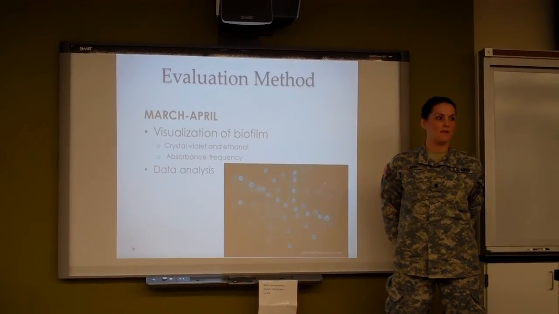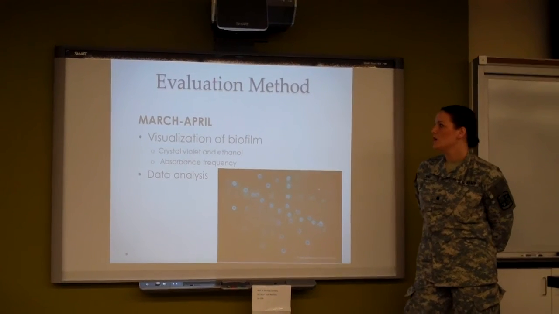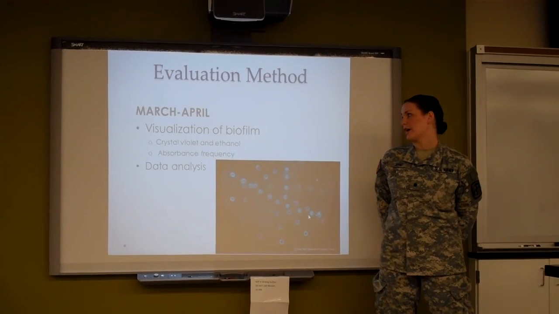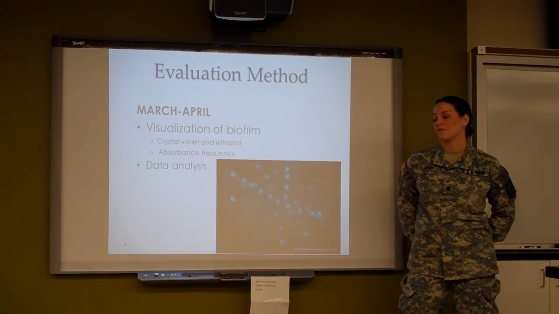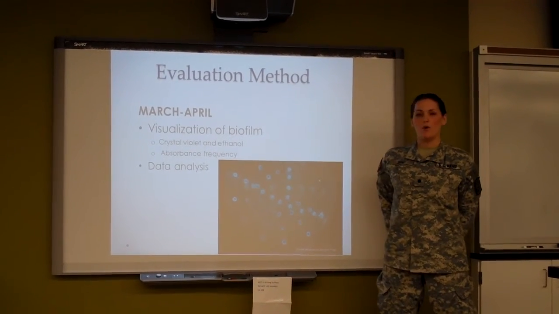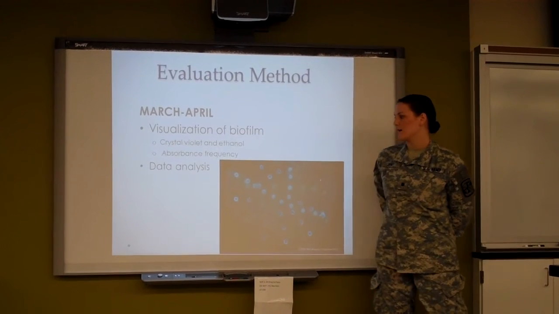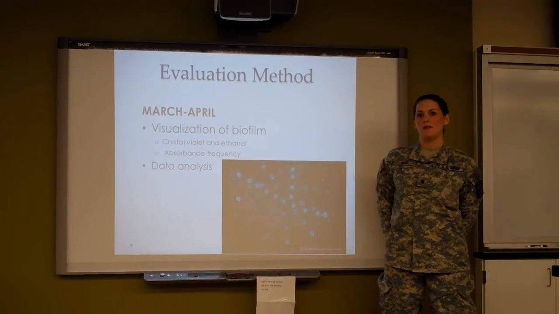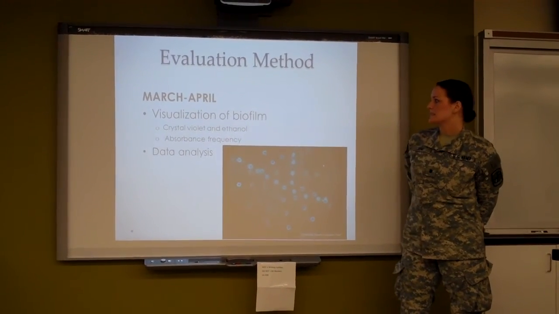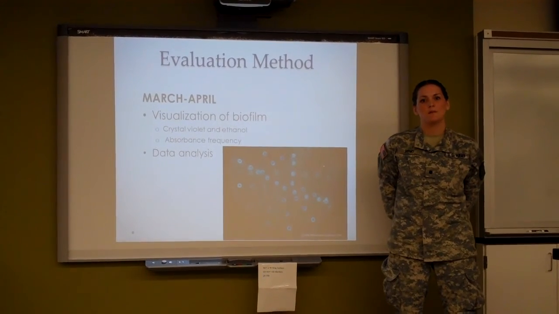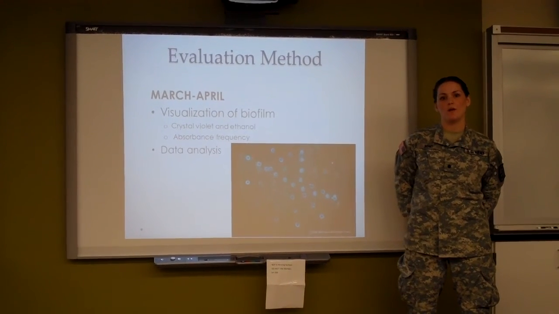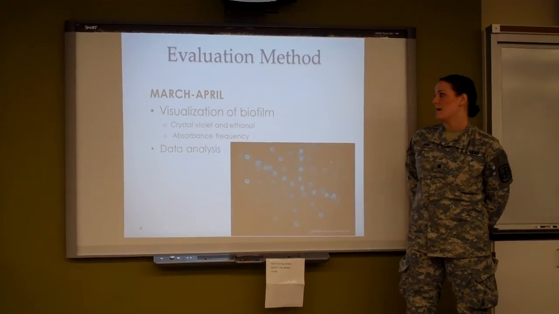Next slide, please. In March and April, I will visualize the biofilm using crystal violet and ethanol. The ethanol will then stop cellular division from occurring. The crystal violet will identify and amplify the visualization of the biofilm. So in areas where plaques are visualized, one can determine that bacterial growth has been altered. Absorbent frequencies. By taking the absorbance of the biofilm prior to the addition of essential oils and then after, I can determine whether the quorum sensing was altered in the biofilm.